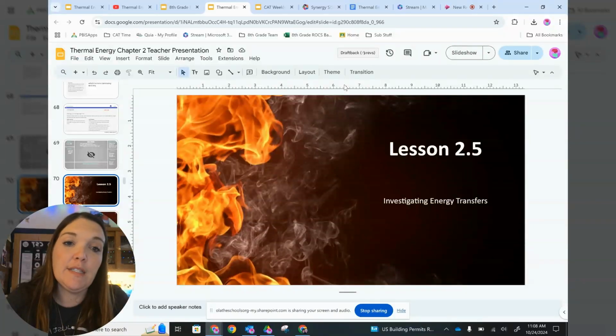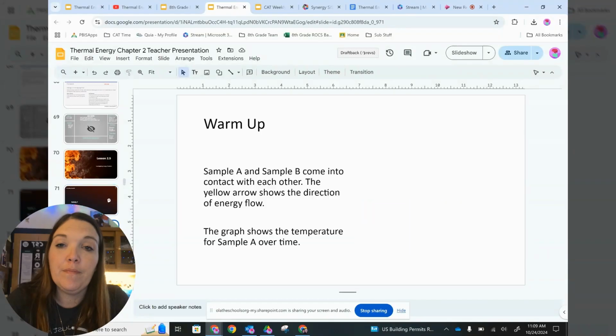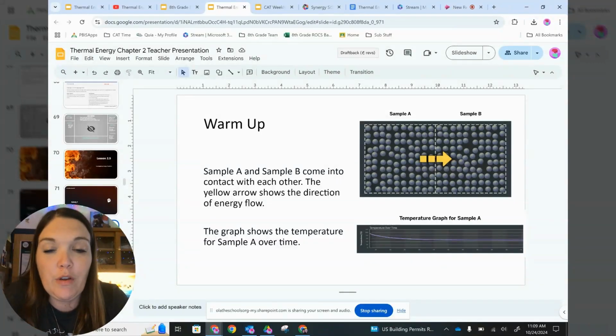Okay, so here we are, lesson 2.5. We're going to be starting with guided notes question 63, but we've got to get there first. So here is a warm-up. For the warm-up, sample A and sample B come into contact with each other. The yellow arrow shows the direction of energy flow. The graph shows the temperature for sample A over time.